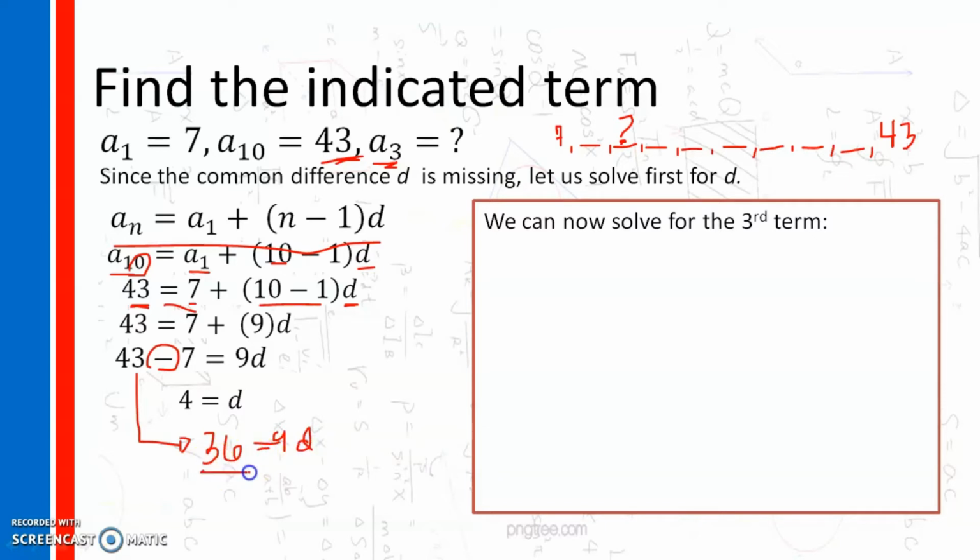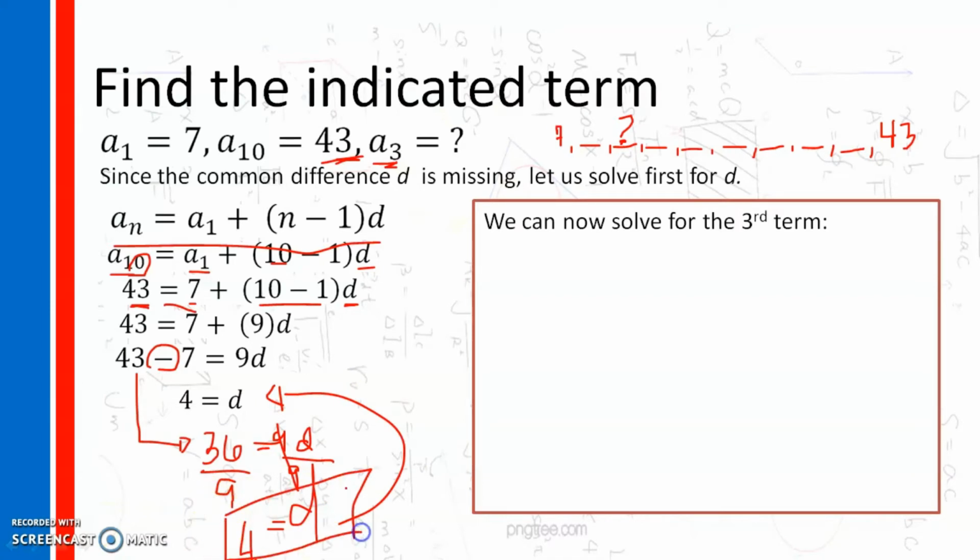Now, to eliminate the coefficient over here, dapat maiwan yung d. So, let's divide both sides by 9. 36 divided by 9 is 4. Okay? So, kaya nakuha yung ating 4. Now, meron na tayong value ng d. Pwede na ba nating sundin yung ating formula for arithmetic sequence? Yes.